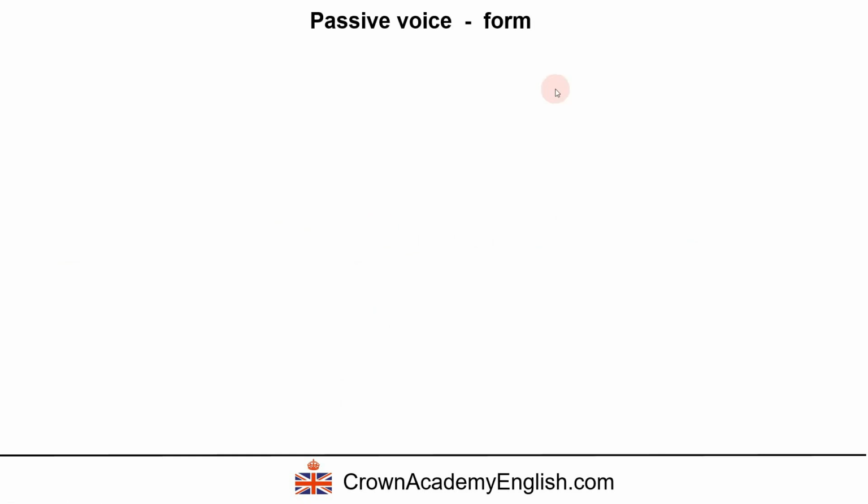Okay, now let's look at the passive voice. So the form is, we have the verb be followed by a past participle. Not the past simple, but the past participle. So we have the verb be, and if we are in the present tense of the passive, the verb be will be in the present followed by the past participle.